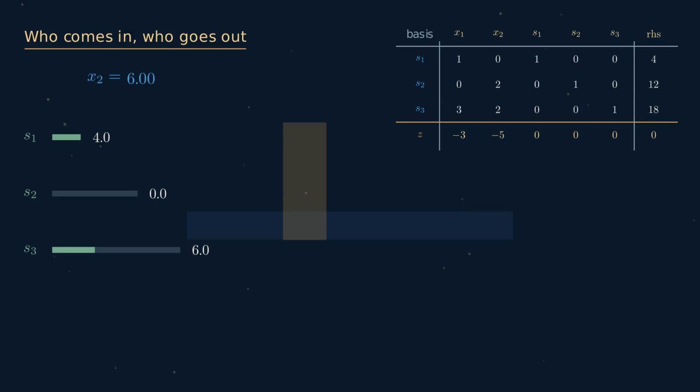The other two shrink together, and the second one runs out first, at exactly 6. Push past 6 and that slack turns negative, which means breaking the constraint. So 6 is the wall. S2 hits 0, leaves the basis, and x2 takes its place. In the table, that whole story is 3 divisions. Right-hand side over pivot column entry, 1 row at a time. Smallest answer wins, and that row leaves.